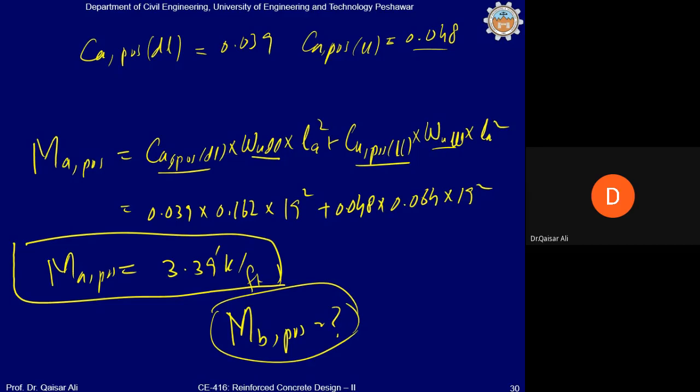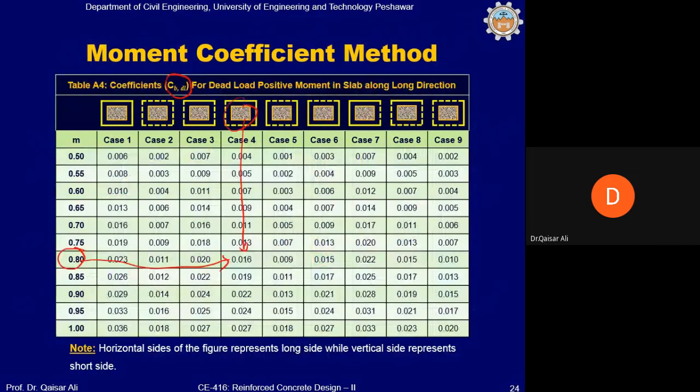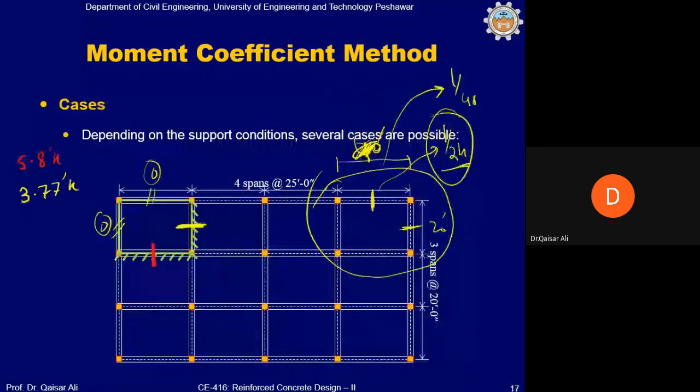मगर अब इसको हम कैलकुलेट करते हैं. सही. इस तरह आप नेगेटिव मोमेंट में भी आपने देखा, the negative moment along the shorter direction you can see 5.8. It is greater than the negative moment along the longer direction. So qualitatively you know these things, but you have to quantifiably calculate these moments for the design. Okay. Clear? यहाँ तक clear है? Yes, sir.